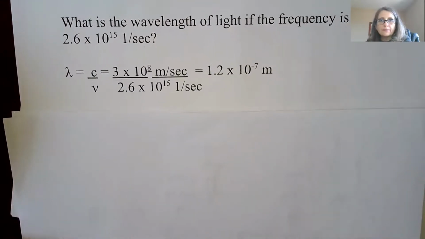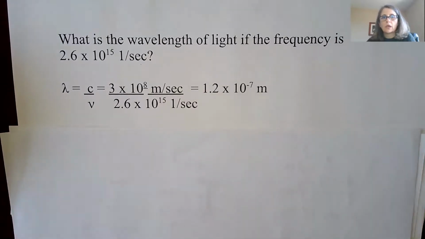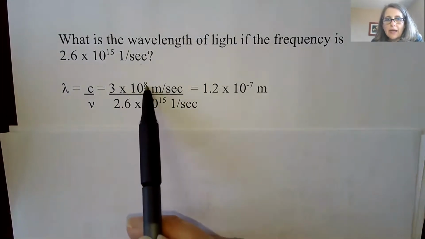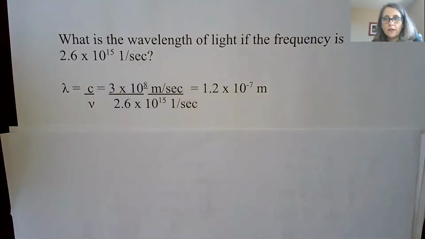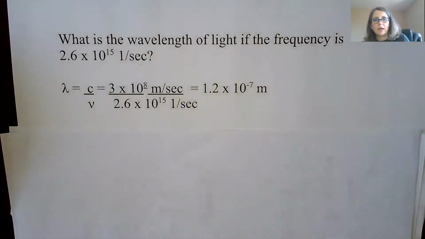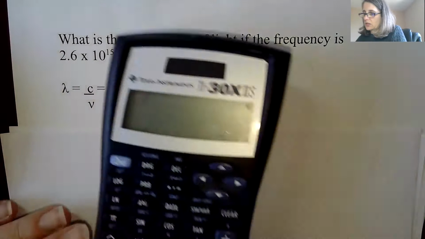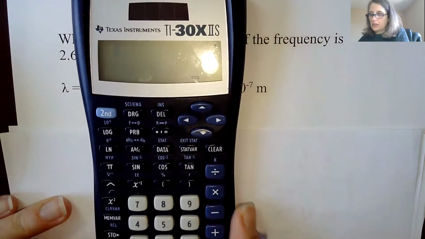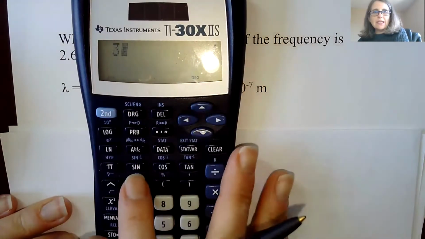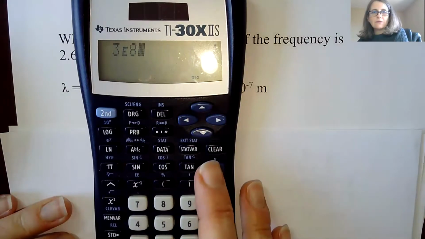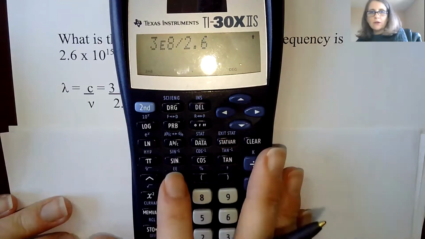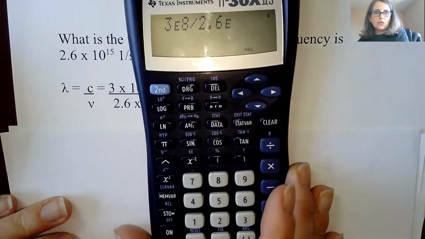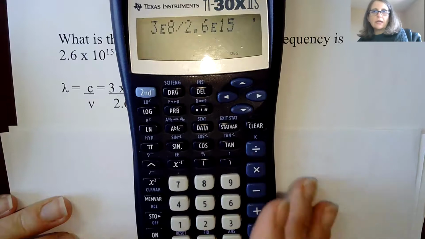All right, same as before. I'm always taking 3 × 10⁸ and dividing it by 2.6 × 10¹⁵. It doesn't matter if I'm finding wavelength or frequency, I have exactly the same type of calculation. Let me show it to you on your calculator here. 3, second function E, 8, and you hit division. Then 2.6, second function E, so you get the E on the screen, 15, and you hit enter.